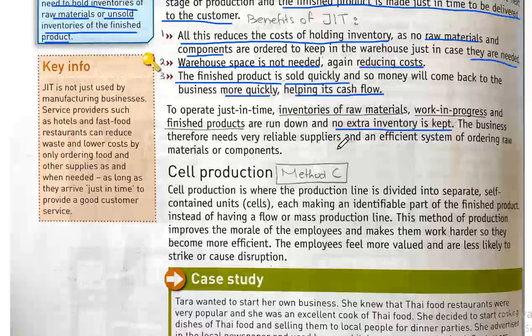The business therefore needs very reliable suppliers and an efficient system of ordering raw material or components. The main thing in this method is that I need reliable, honest suppliers to provide me with raw material at the same time that I actually ask for it.